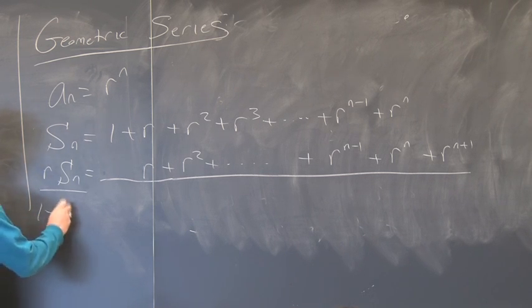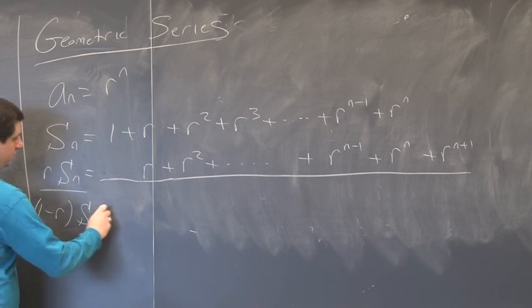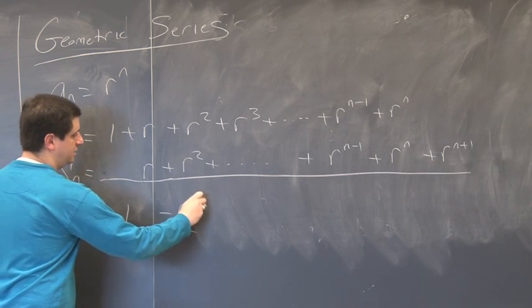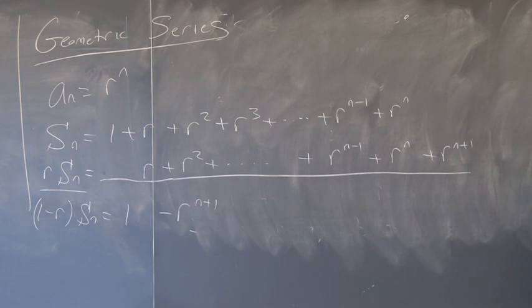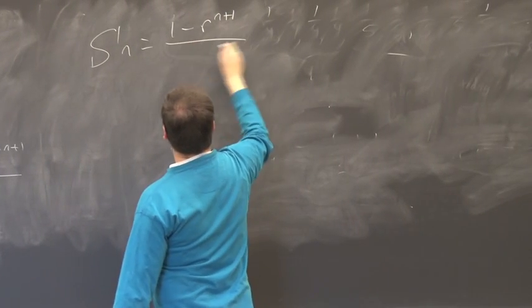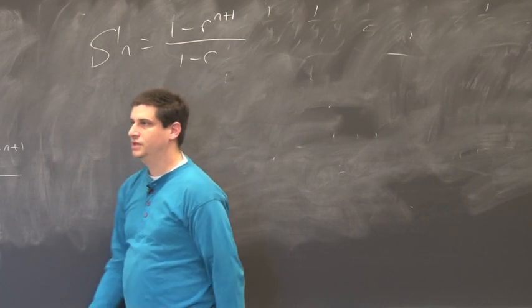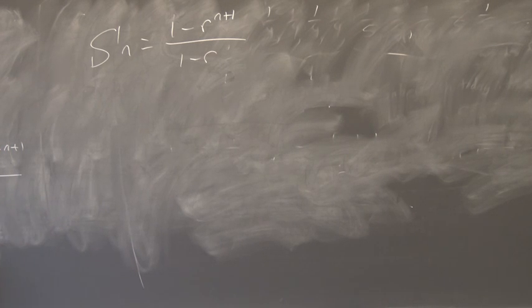So if we subtract, we get (1 minus r) times S_n is 1 minus r to the n plus 1. Well, that's just the same then as S_n is (1 minus r to the n plus 1) divided by (1 minus r). And so here's the formula for S_n.